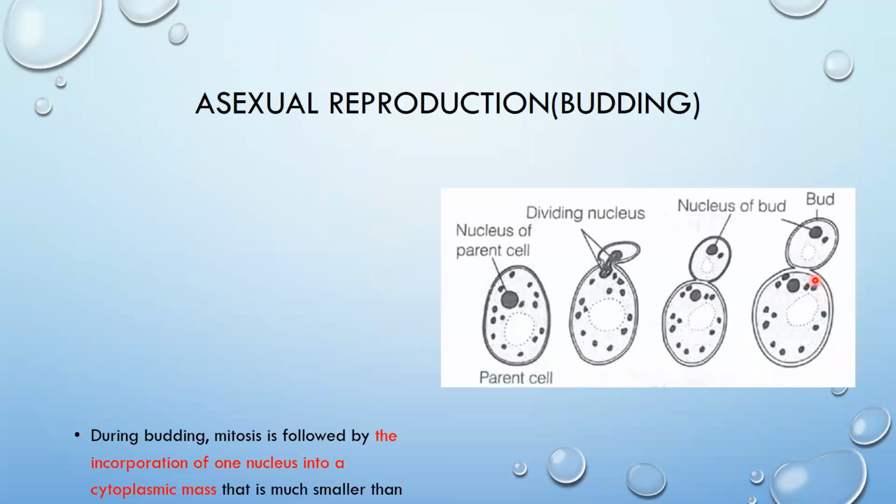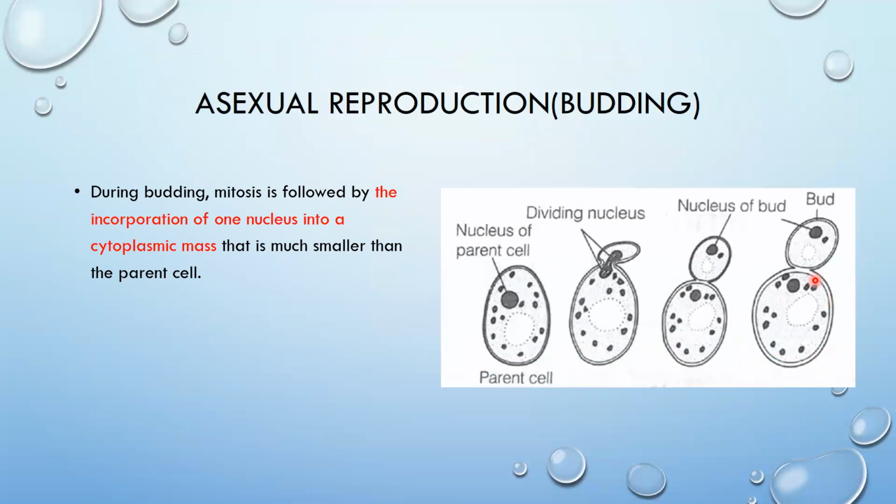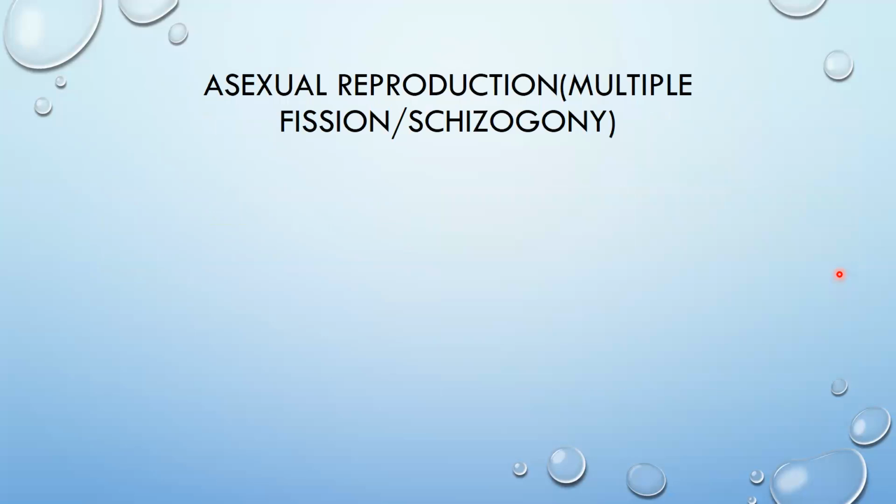Now, what is budding? During budding, the mitosis is followed by the incorporation of one nucleus into a cytoplasmic mass that is much smaller than the parent cell. So you can see here the incorporation of the nucleus into a cytoplasmic mass, and then this structure is known as the bud. This bud is going to separate and develop into a new individual.